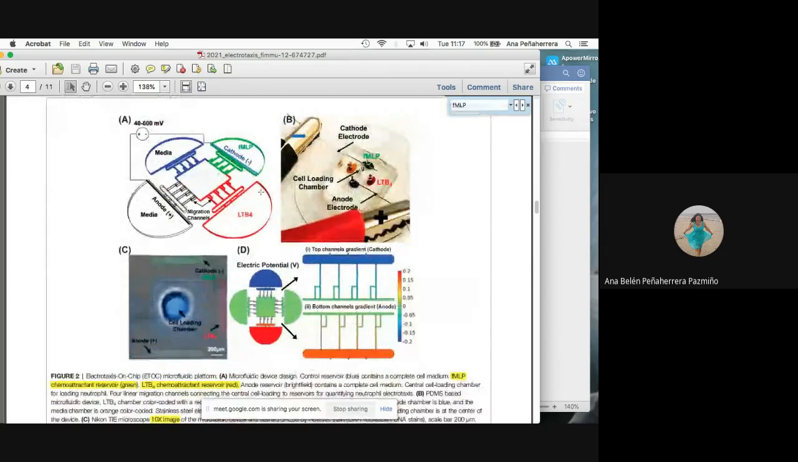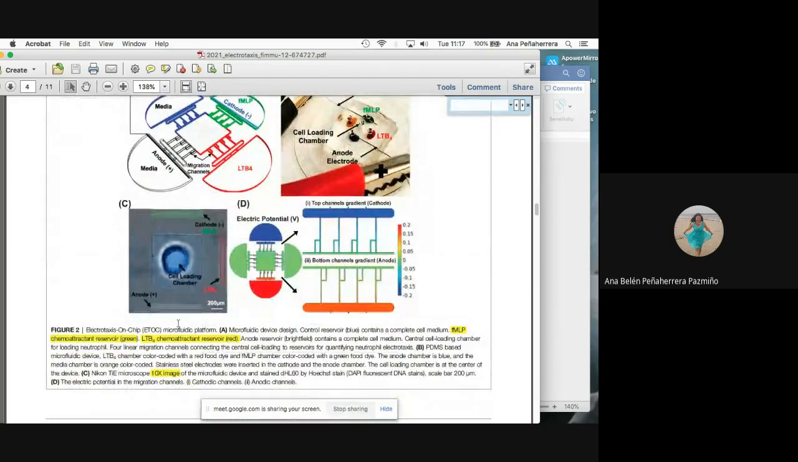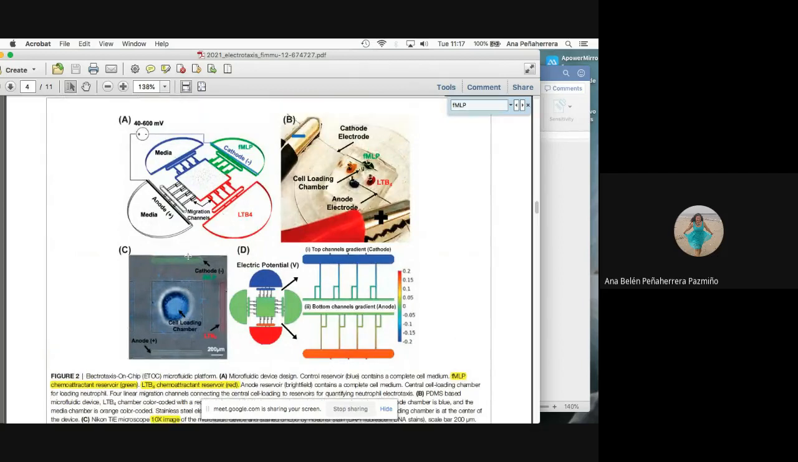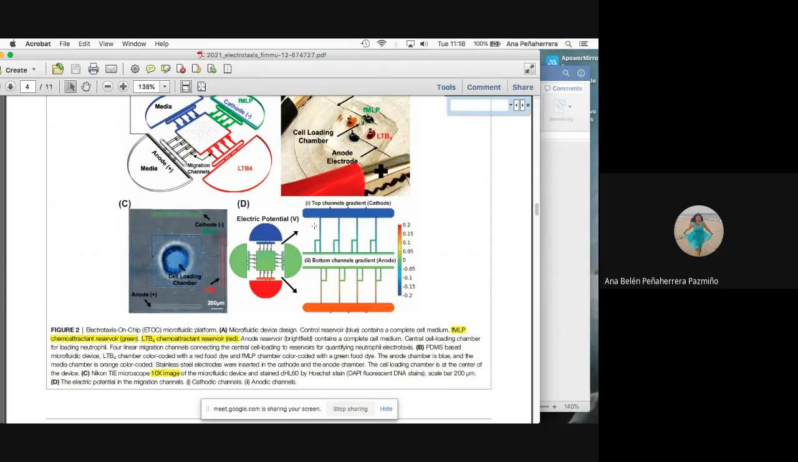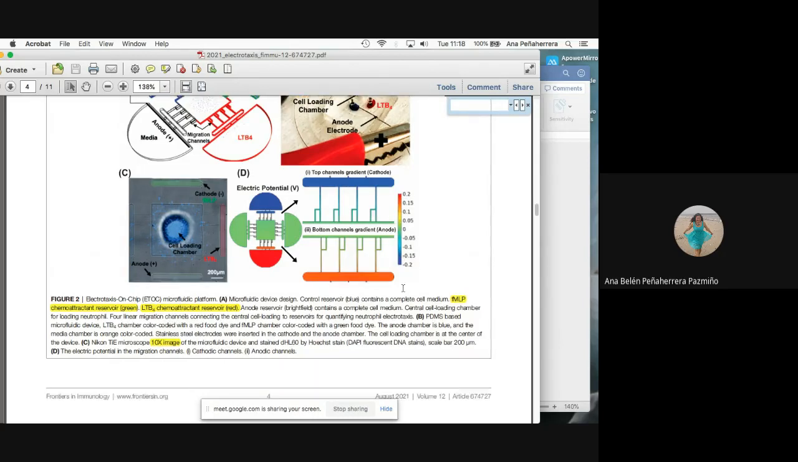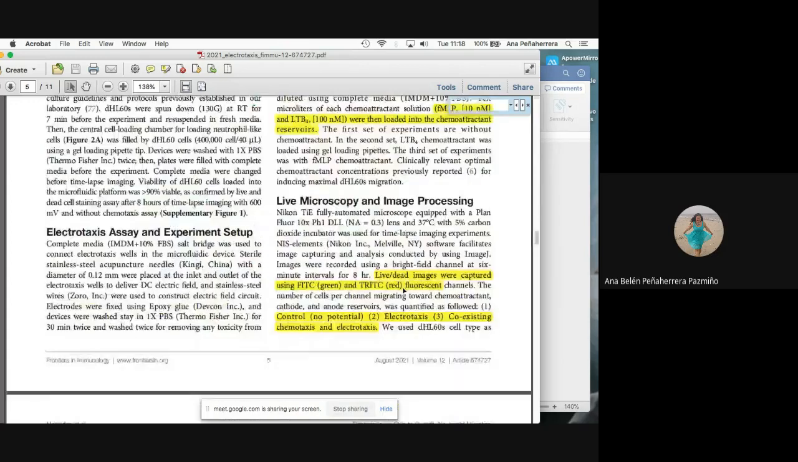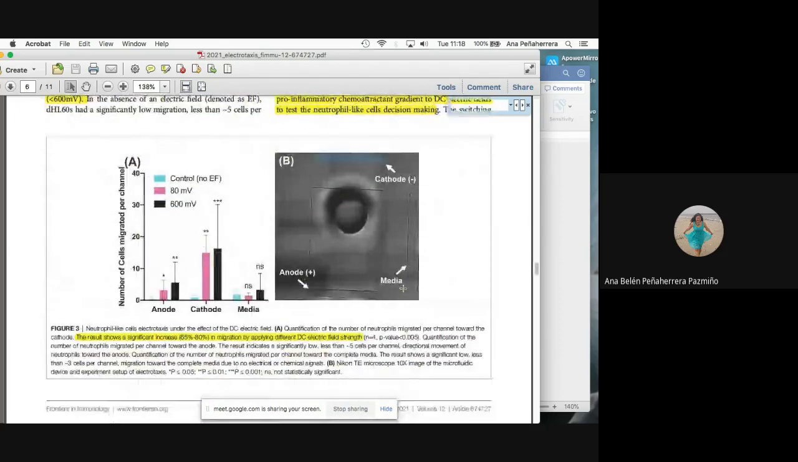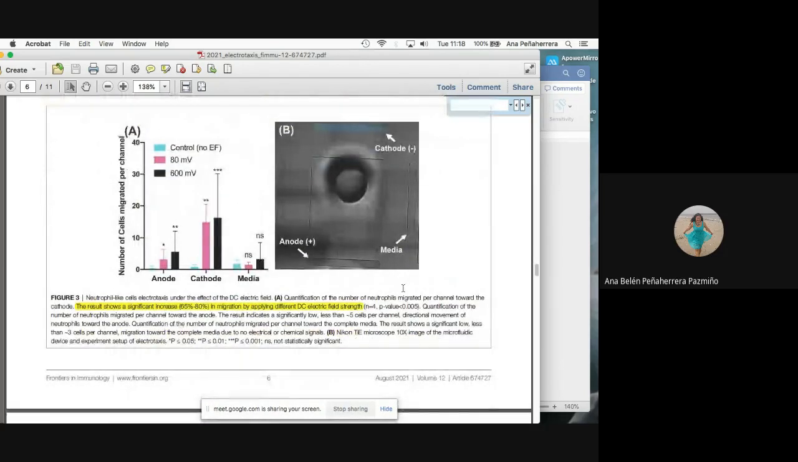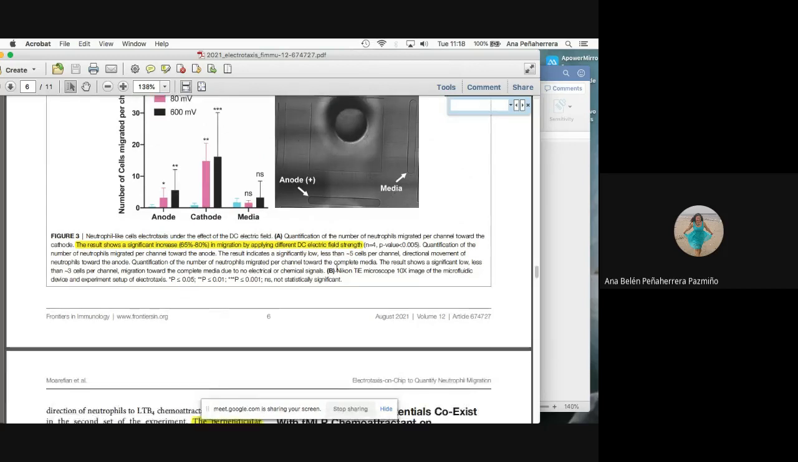Here we see the cells. This is a 10x image from the microscope. Then we have here the architecture of the microfluidic device. You can see how these electrodes are connected, and we also see how the electric potential is distributed with this simulation. In this assay, they measure the number of cells that migrated per channel. Here we see that a few cells go to the anode, the majority go to the cathode, and there are a few that go to the media.